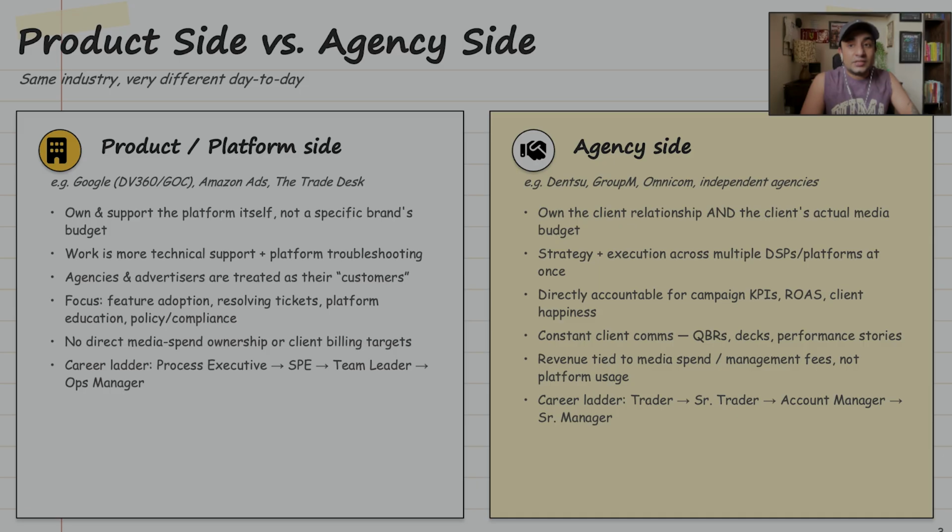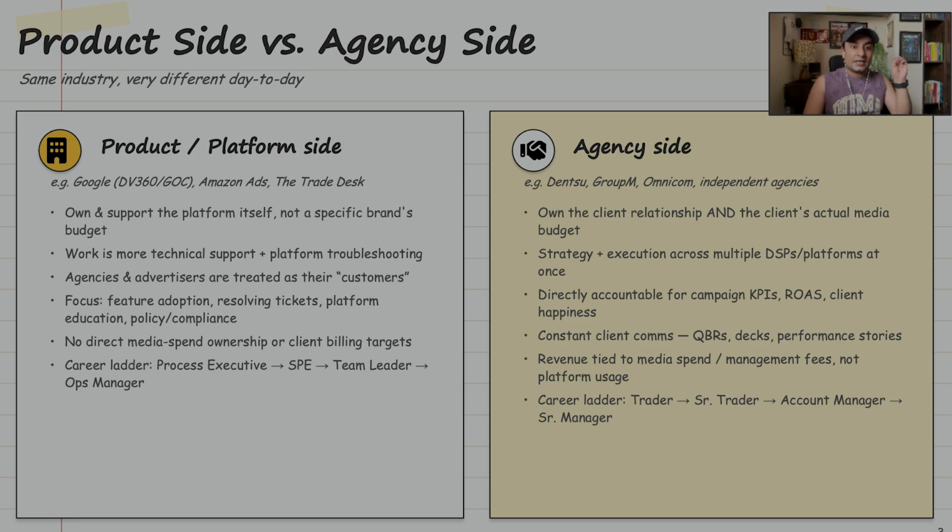And focus is feature adoption, the new features that come in, resolving tickets. If somebody is not able to create a campaign or there is some ongoing issue in campaign, you resolve all those tickets. Platform education, policy and compliance, those become your responsibilities. There is no direct media spend ownership or client billing targets. There is no target, no goal that you have to achieve for client. It's just working on the platform side.